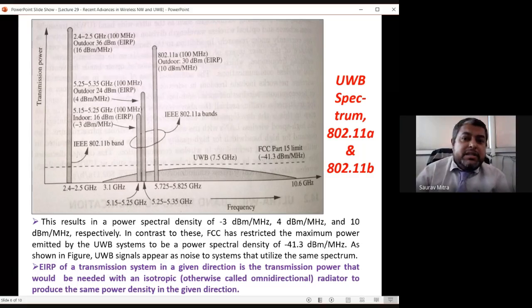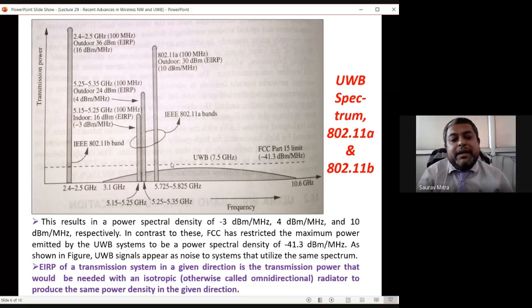Okay. So this is all about the specifications of the ultra wideband spectrum compared to 802.11a and 802.11b. As you can see here, there are four bands. Each band is very narrow. How much is the width of each band? 100 megahertz. So there are four bands, three in 802.11a, and they are all narrow band. There is one band that is 802.11b.